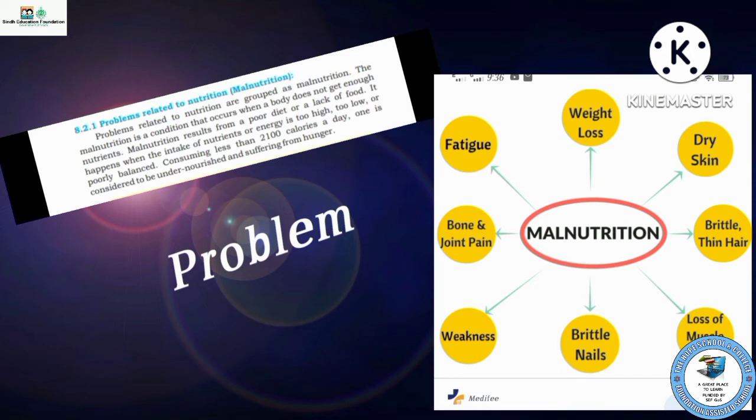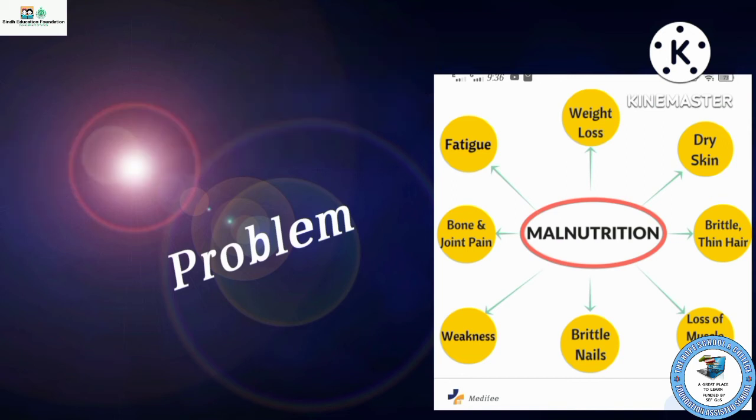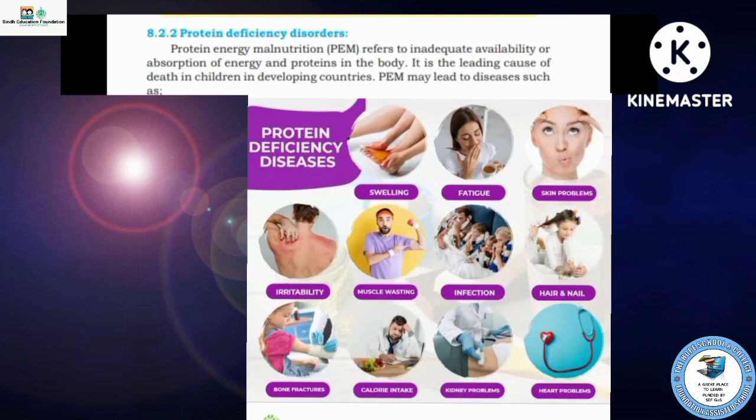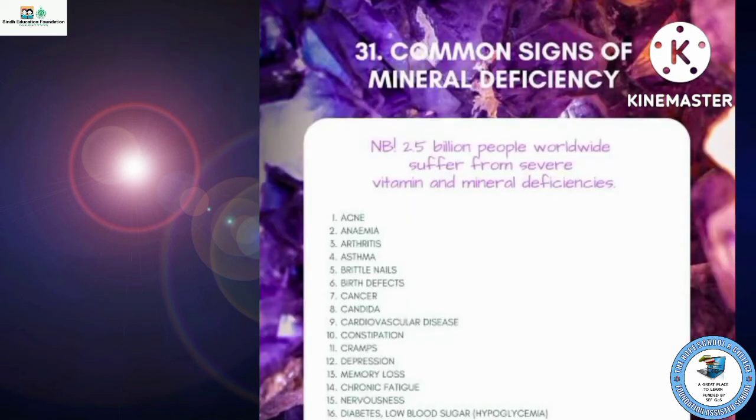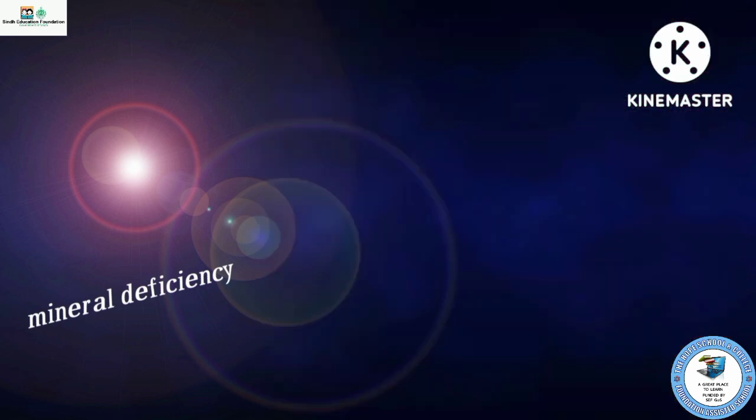The problems associated with nutrition are, first, weight loss, dry skin, and brittle, thin hair. And the other problem is deficiency disorders of proteins. First are swellings, skin problems, hair and nail problems, and infections, and we are showing all these problems in this video. And the last topic is mineral deficiency. Common signs of mineral deficiency are acne, anemia, asthma, and others.